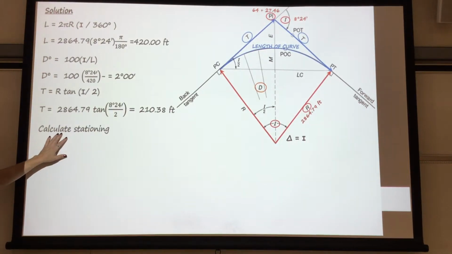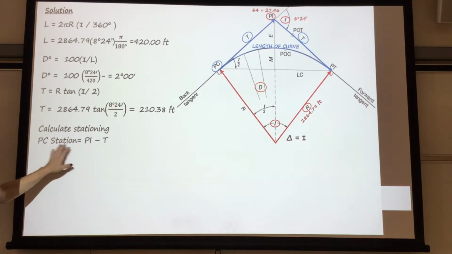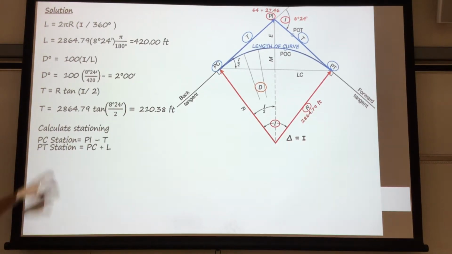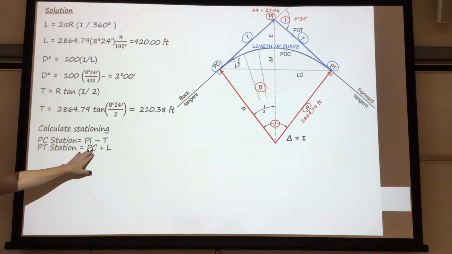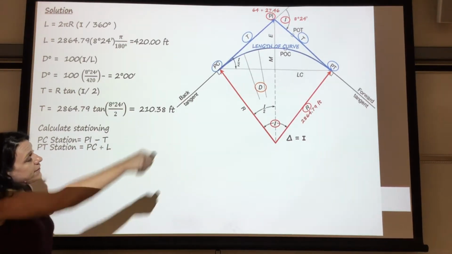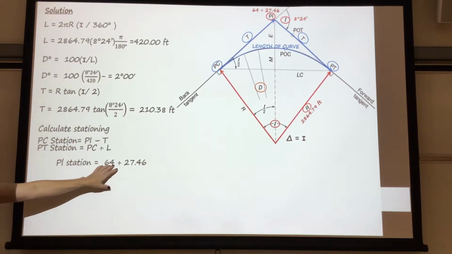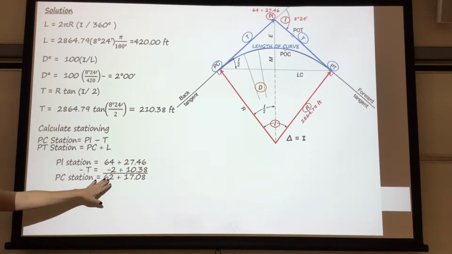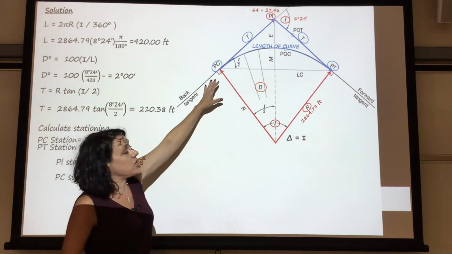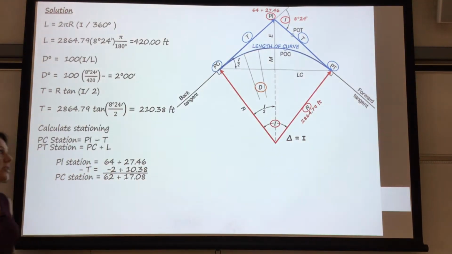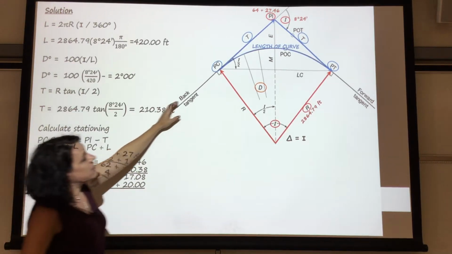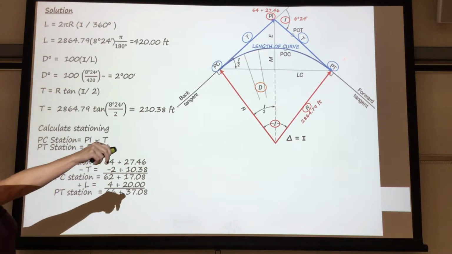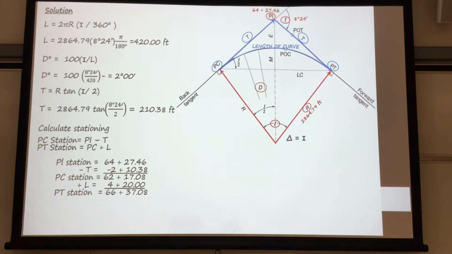Now, we're going to start calculating our stationing. The PC station: I'm going to take the PI station and subtract the tangent length. The PT station: I'm going to figure it from the previous PC and add the length of curve. So the PI station is 64+27.46 minus 2+10.38, which is going to give me 62+17.08. You can say the pluses in it, but I'm just going to say the numbers as I go along. Now I'm going to add that length of curve, the arc length of 420, and that's going to give me a PT station here of 66+37.08.